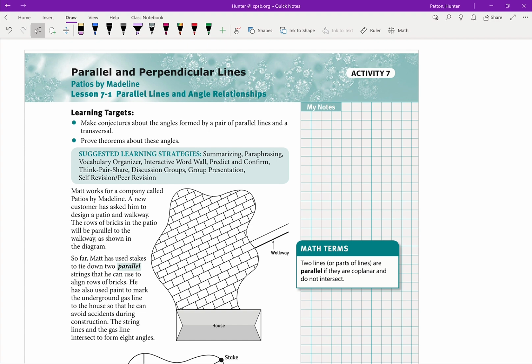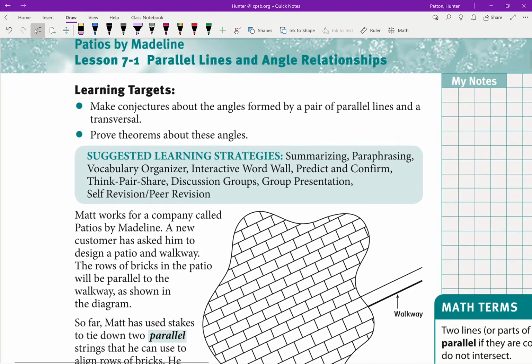Alright, so as always, let's go through our learning targets. For this lesson, our first learning target will be to make conjectures. We're making conjectures about angles formed by a pair of parallel lines and a transversal. So we know what angles are, we know what parallel lines are, we're going to learn about what a transversal is today. We will also prove theorems about these angles.